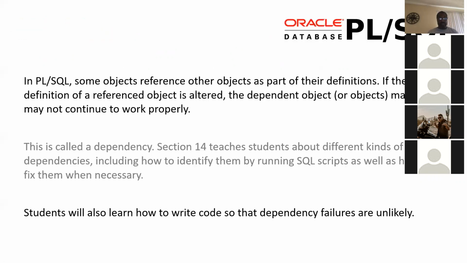So in PL SQL, some objects reference other objects as a part of their definitions. We've got variables and parameters, and basically that's the overarching definition of dependencies. It's just objects that reference other objects. So in this section, basically we're going to highlight how do you manage these dependencies? How can you highlight them? How can you view them?